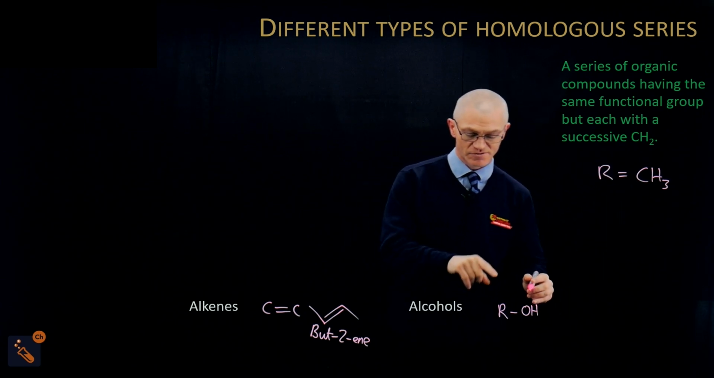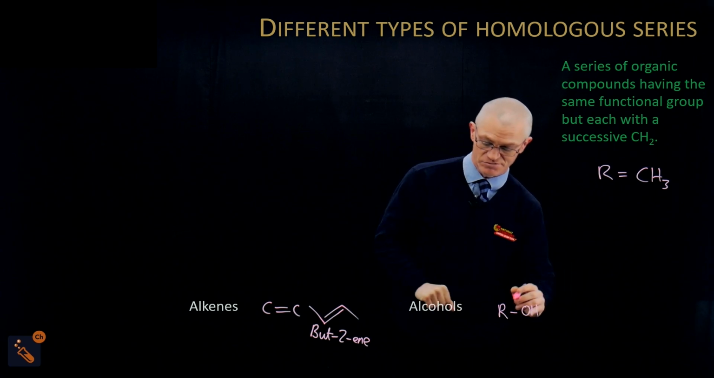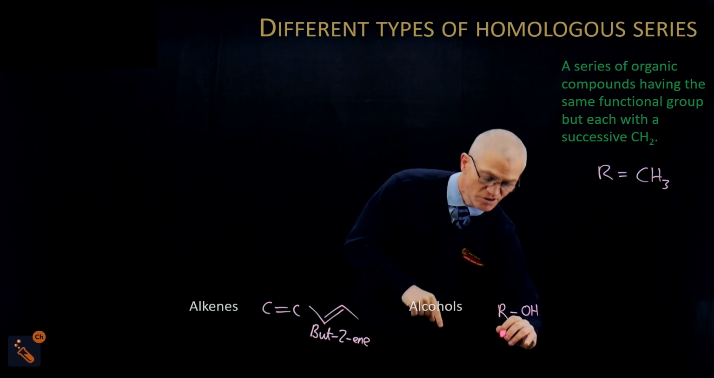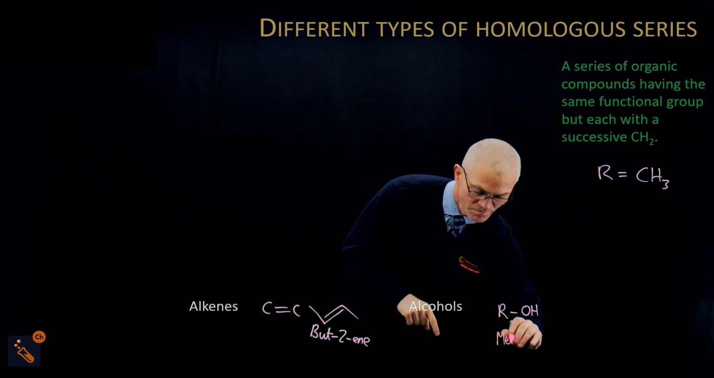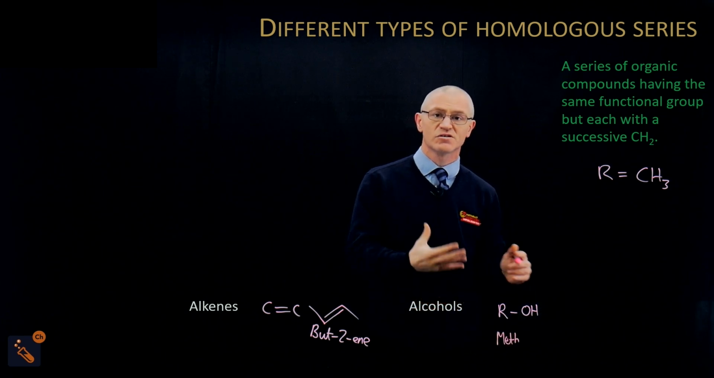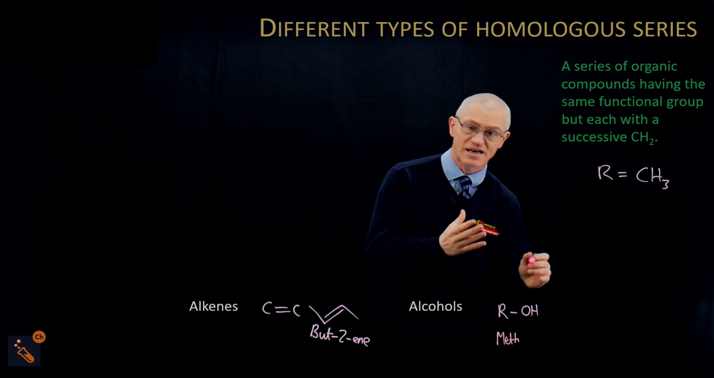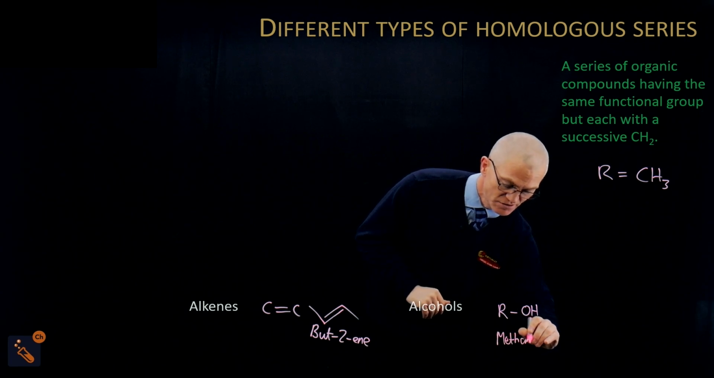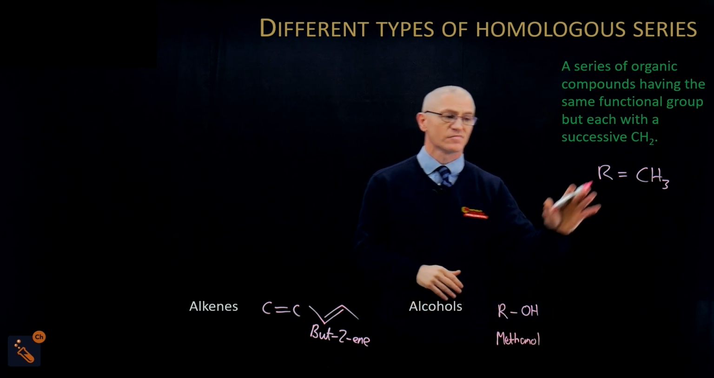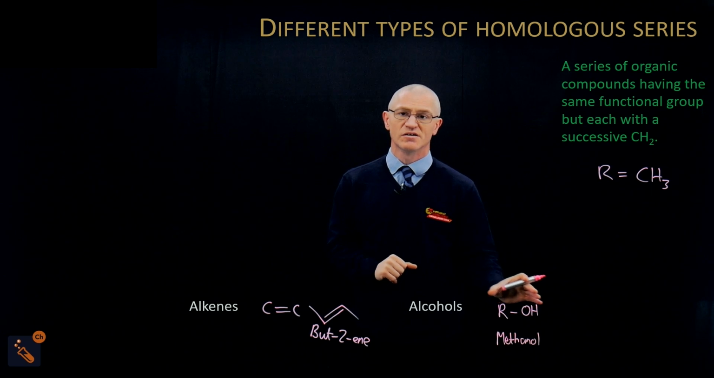So that means if that was R and R is CH3, this has 1 carbon. 1 carbon is meth, and alcohols end in -ol, so it's methanol, if that was the case. But the general formula is ROH.